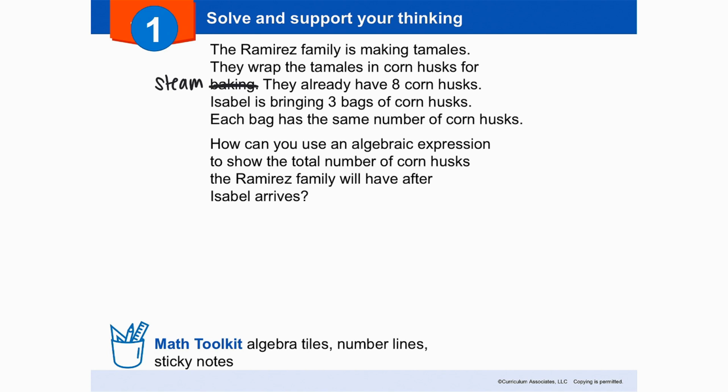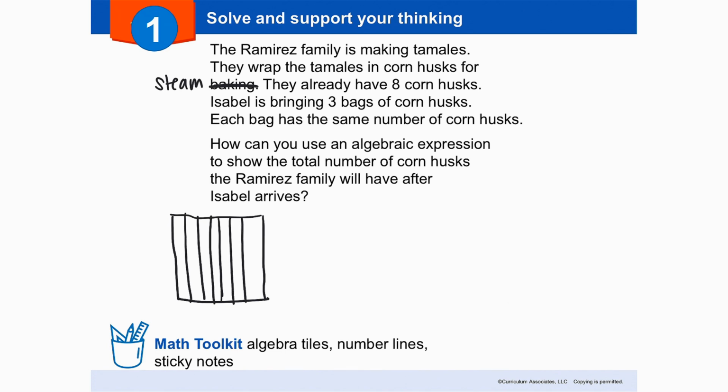So if we were learning in person, I would use algebra tiles to help demonstrate this. But since we don't have manipulatives that we can use on hand, we're going to draw some pictures to model this. So we know that they already have 8 corn husks. So I'm going to start by displaying 8, starting with 2. Then we have 4. And then we can cut those in half, and then we will end up with 8. Okay. Then it says that Isabel is going to bring 3 bags of corn husks.